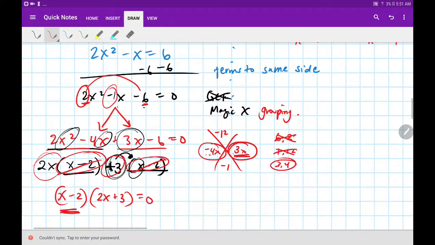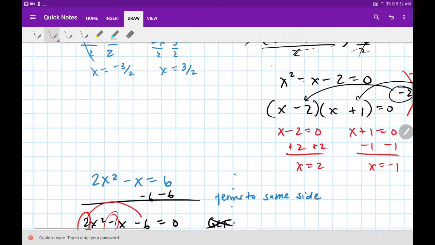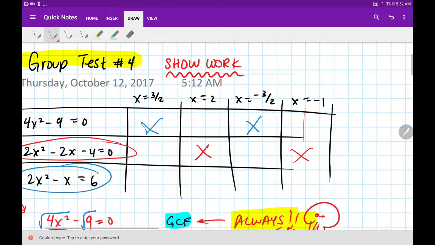Okay, now we're going to solve like always. So set x minus 2 equal to 0. Set 2x plus 3 equal to 0. You're going to get your answers. x equals 2 and x equals negative 3 halves. So positive 2, negative 3 halves. There you go.